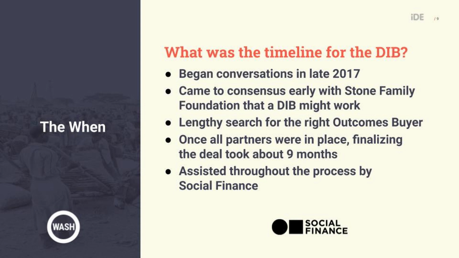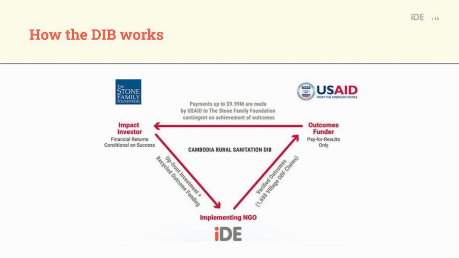and that was able to carry over into our negotiations with USAID. And just really important, I've pointed out a couple of times, but Social Finance was, I call them the broker. They were really the ones who brought all these parties to the table, introduced us to the concept of the DIB, really understood what they were doing, because all three of the parties coming to the table had never done anything like this. Again, three parties: Stone, IDE, USAID.